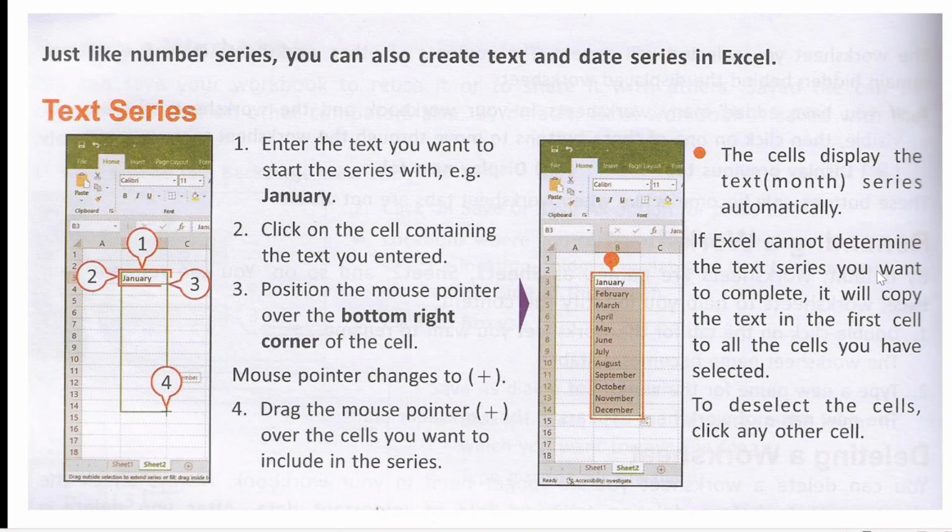If Excel cannot determine the text series you want to complete, it will copy the text in the first cell to all the cells you have selected. To deselect the cells, click on any other cell.